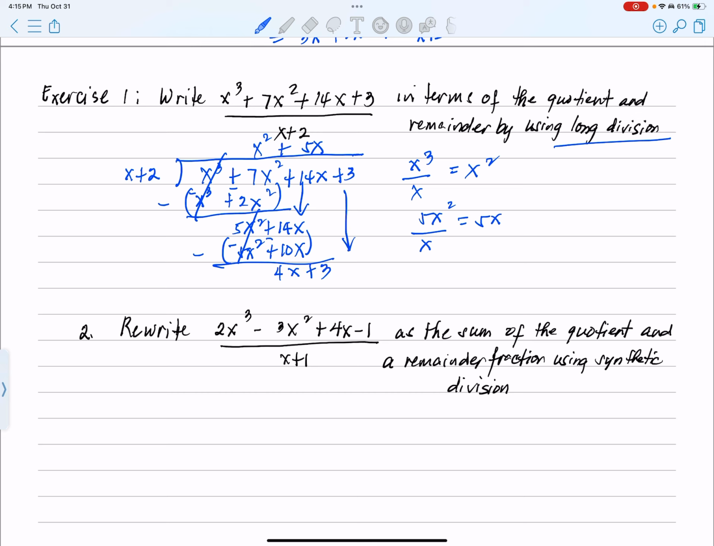Then make your trial. 4x divided by x, that equals 4. Place 4 at the top. 4 times x, that's 4x. 4 times 2, that is 8. Okay.